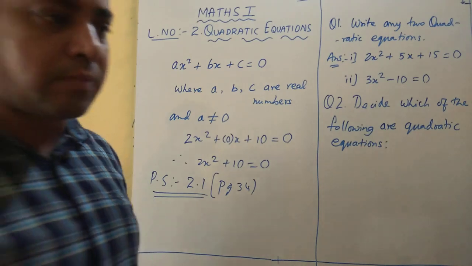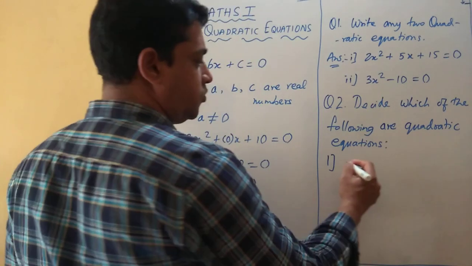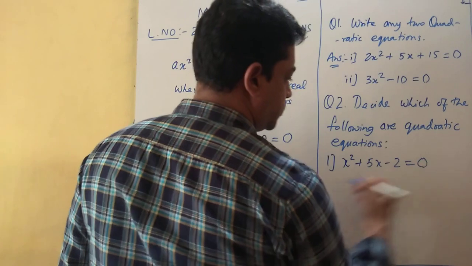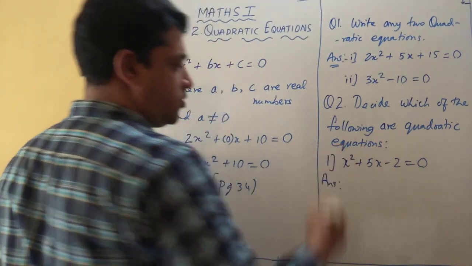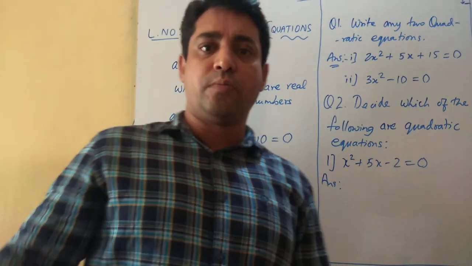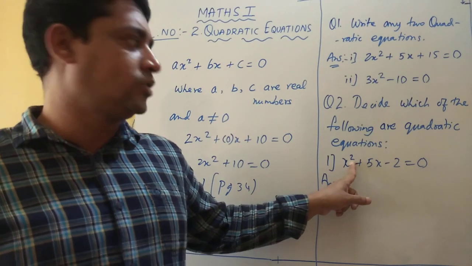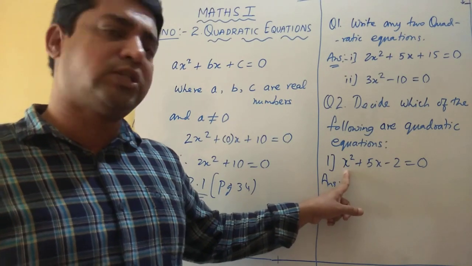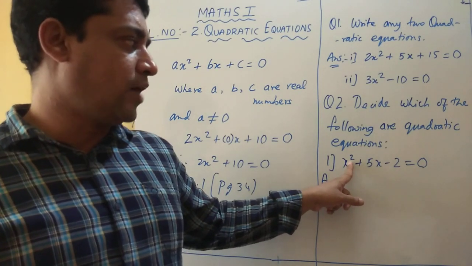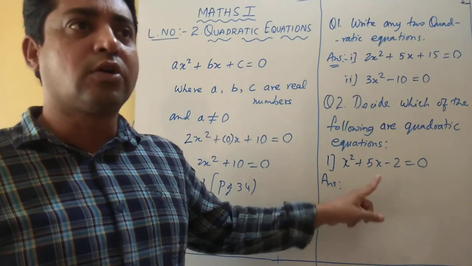So I'll write down the first sum, which is x square plus 5x minus 2 is equal to 0. Now you have to decide whether this is a quadratic equation. What is the rule? One of the variables should have the degree, or the index, as 2. Here the first term is in the standard form, and the degree of that variable is 2. Therefore, since the degree is 2, this equation is a quadratic equation.